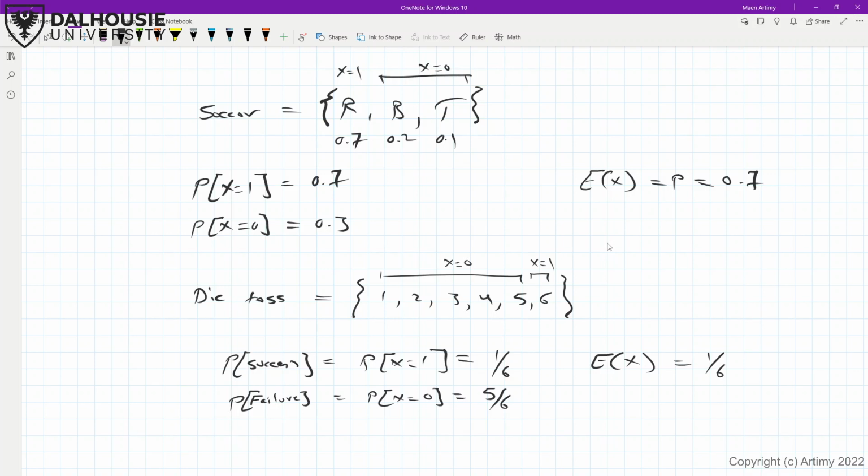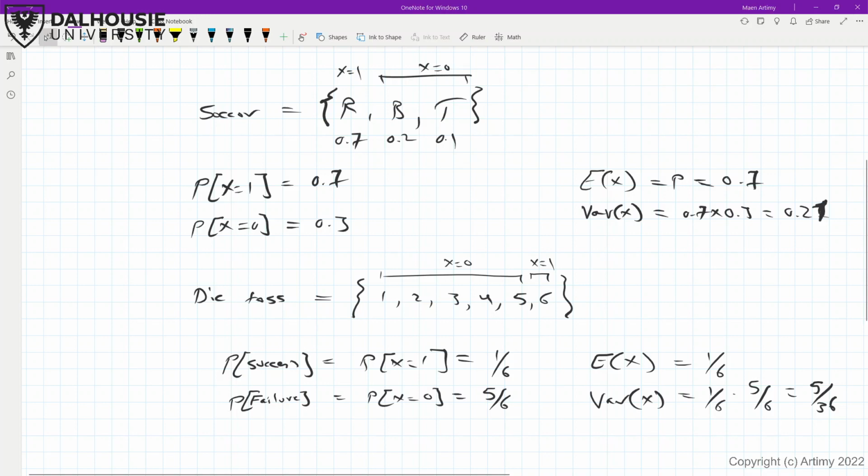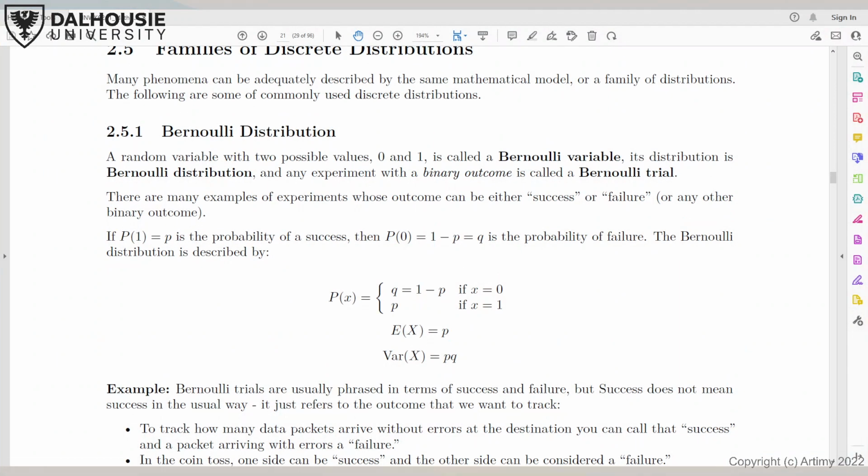The variance is pq, 0.7 multiplied by 0.3 is 0.21, and the variance here is 1 over 6 multiplied by 5 over 6, which gives us 5 over 36. All right, so these are well-known properties of the Bernoulli distribution.